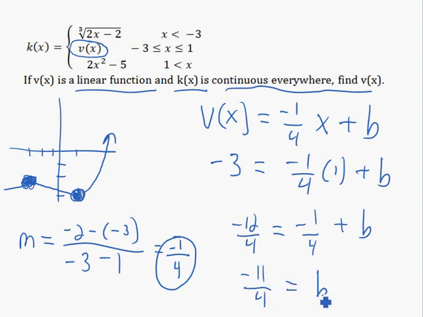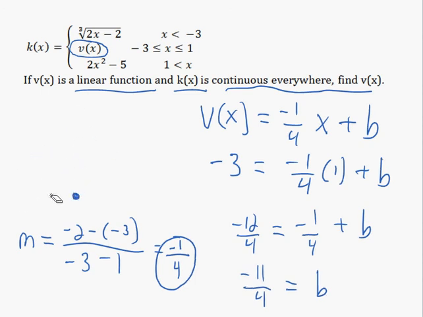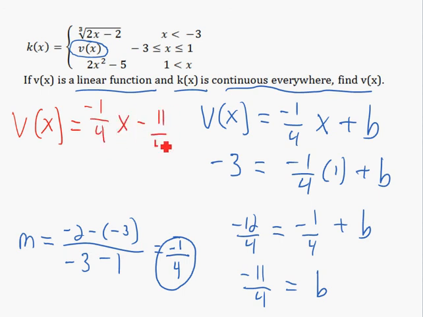So v is a linear function. It's a line. And as long as it has those parameters I just found, it's going to make this function continuous. We need the slope to be negative 1/4 and the y-intercept to be negative 11/4. And as long as v of x equals this line, then this whole function is going to be continuous because the functions meet at the joints.